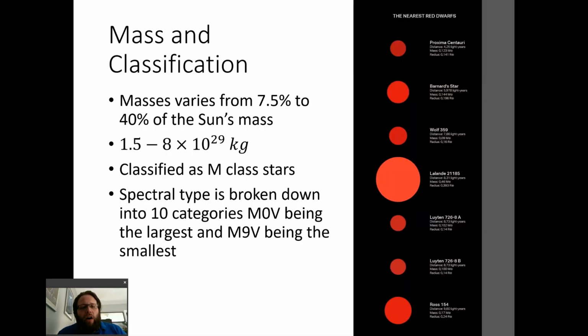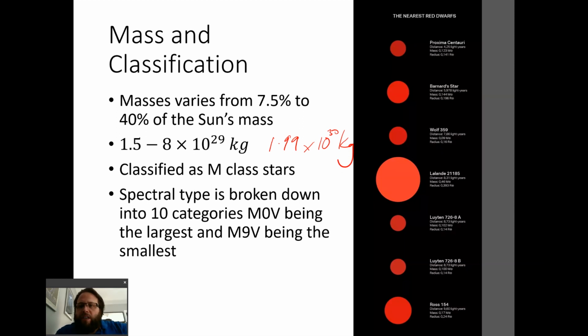So if we look at our M-class stars, they are much smaller. They are roughly about 0.1 of the solar mass. You can see here that the mass range is 1.5 to 8 times 10 to the 29 kilograms. As a comparison, the sun is about 1.99 times 10 to the 30 kilograms. So you can see there is a difference of about a factor of 10.